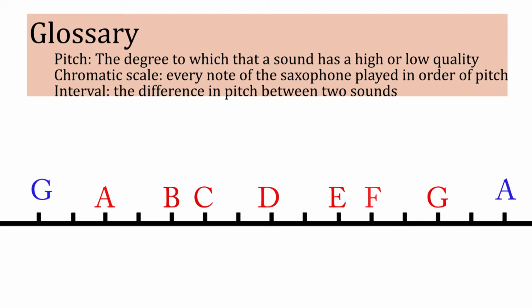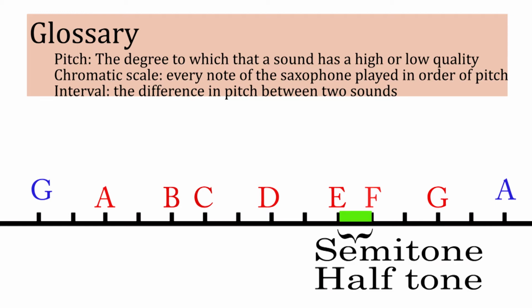So the interval between E and F is a semitone or halftone because they are right next to each other in pitch. But there are two semitones or two halftones between C and D. We refer to two semitones or two halftones as a tone. So there is an interval of a tone between C and D. Tones and semitones or halftones are important when considering the structure of scales.